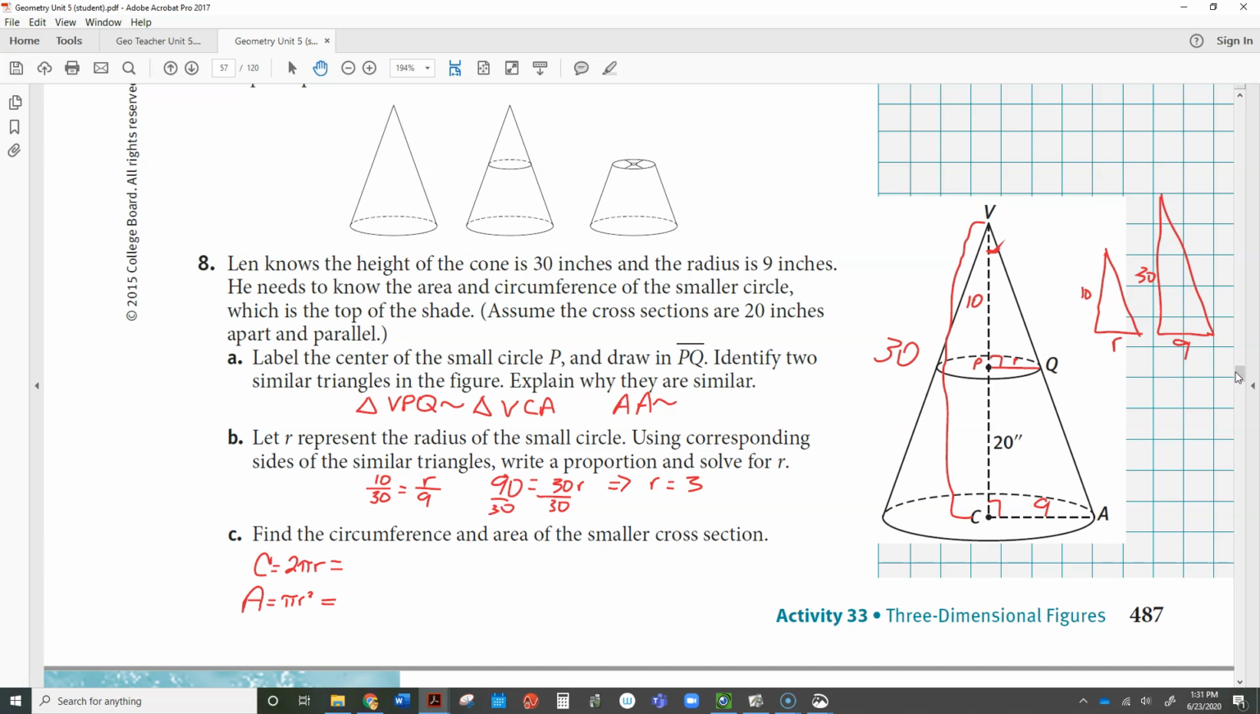Now that I know the radius, they want me to find the circumference and the area of this smaller cross section. So you just have to know the formulas. And the formula right here is 2 times 3 times pi. So if I leave it in exact answers, it's 6 pi. And then this one is going to be, what, 9 pi? 3 squared.